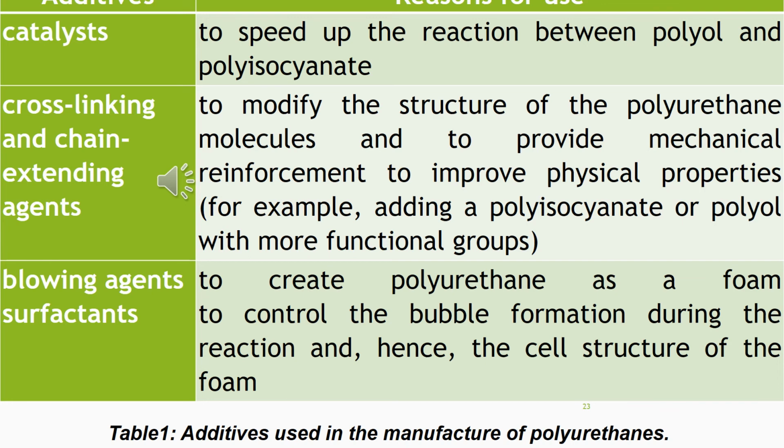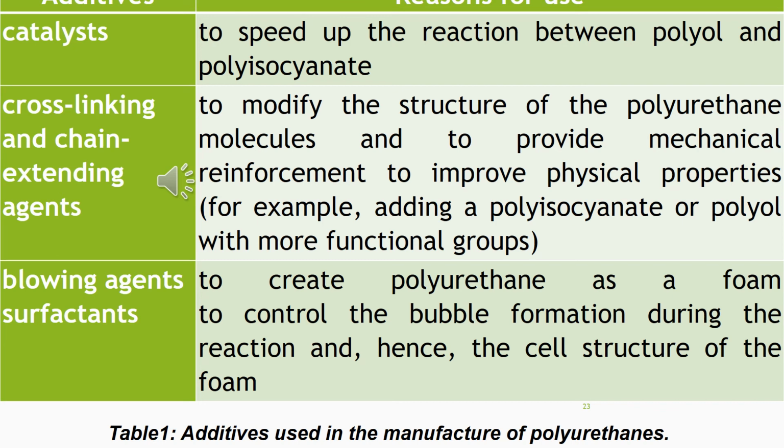Cross-linking and chain extending agents are added to modify the structure of the polyurethane molecule and to provide mechanical reinforcement, so that the physical properties will be improved. So adding polyisocyanate or polyol with more functional groups will increase the cross-linking, as we have seen that more than 2 hydroxyl groups make cross-links with the long carbon chains.